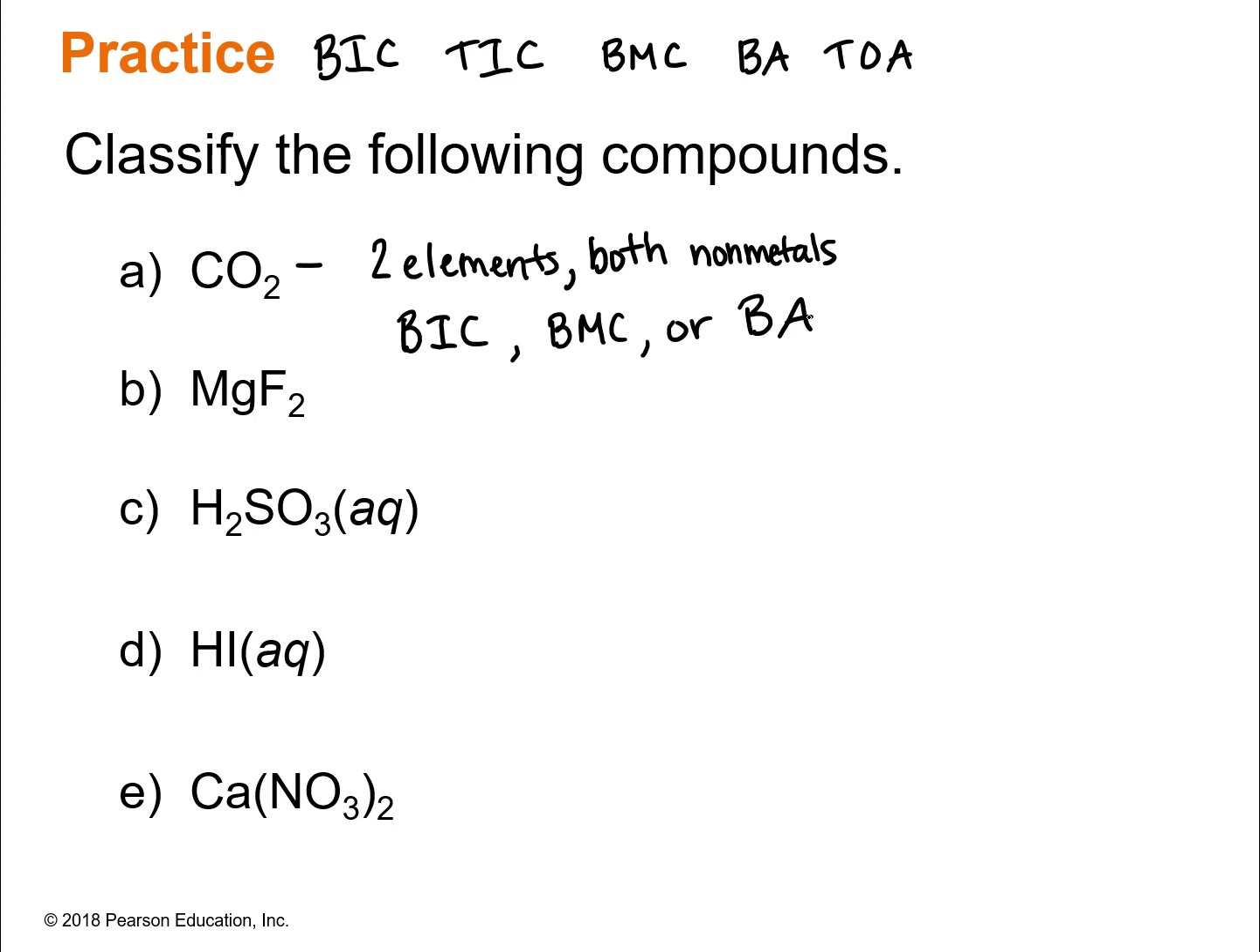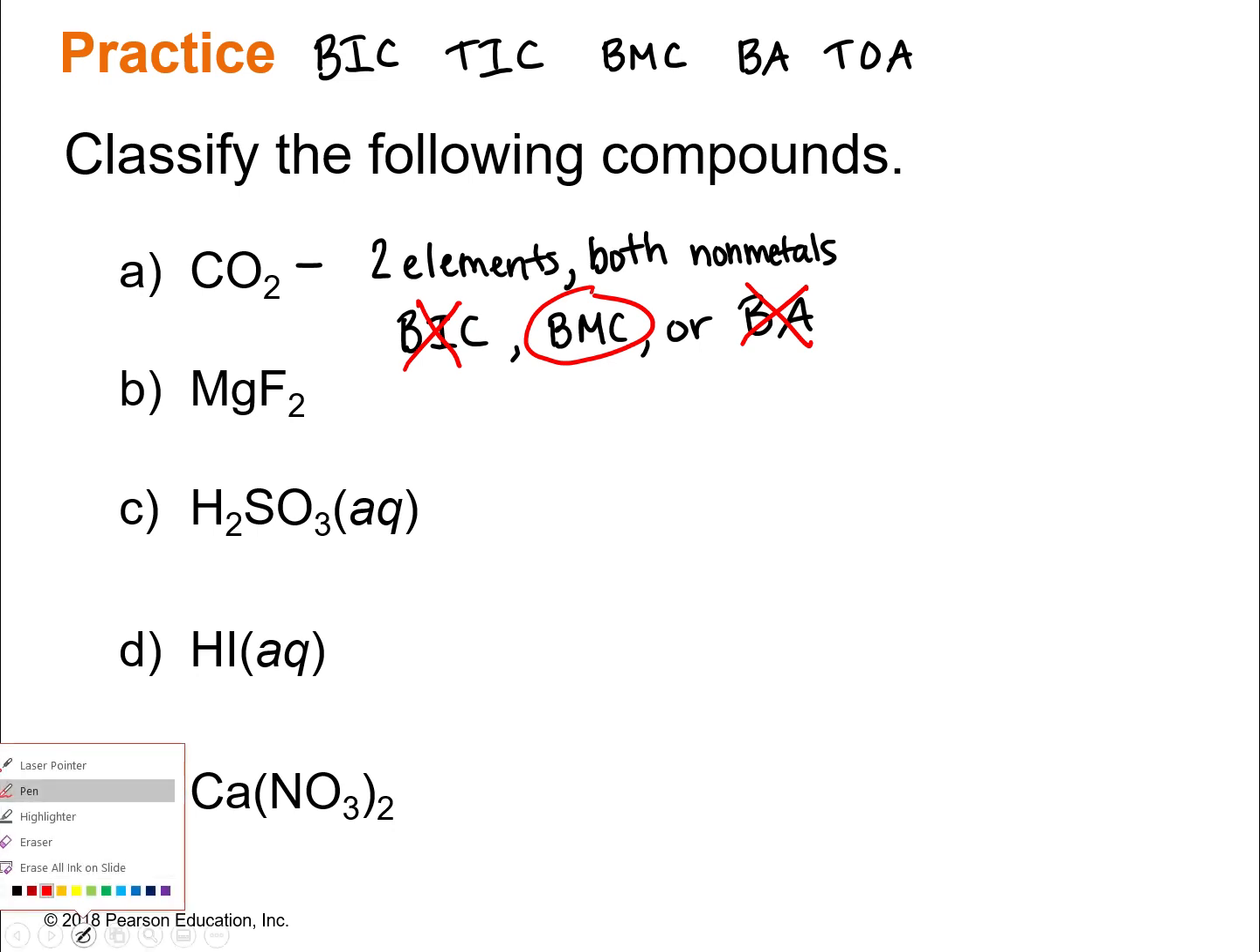Ionic compounds have a metal and a nonmetal, so it can't be that. And acids always have a hydrogen first with an aqueous at the end. I don't see either one of those. So it's got to be binary molecular. I'll walk through that reasoning again to do the next one.